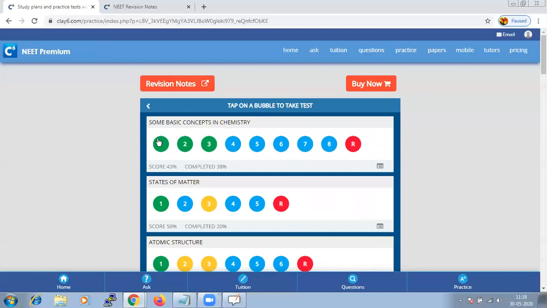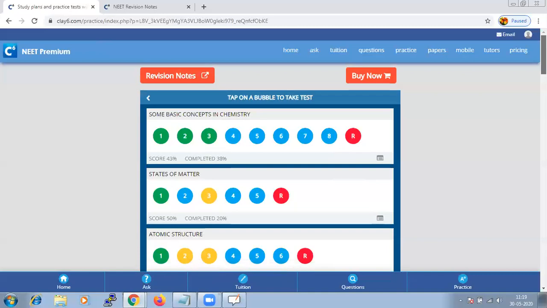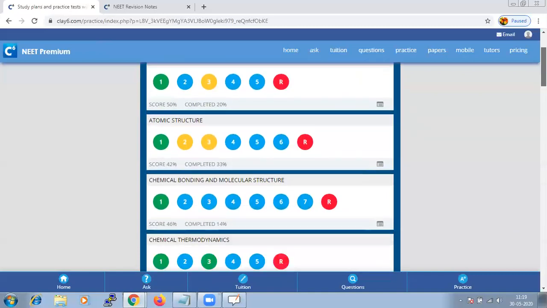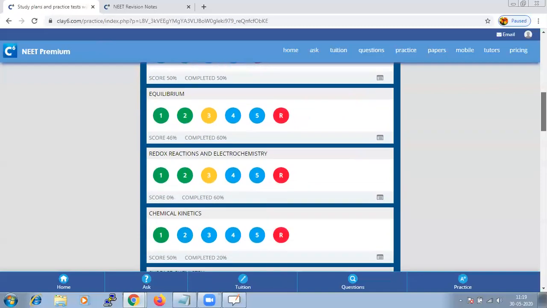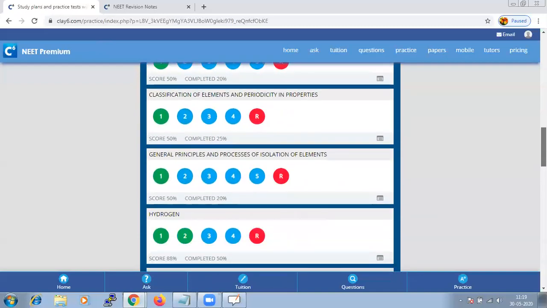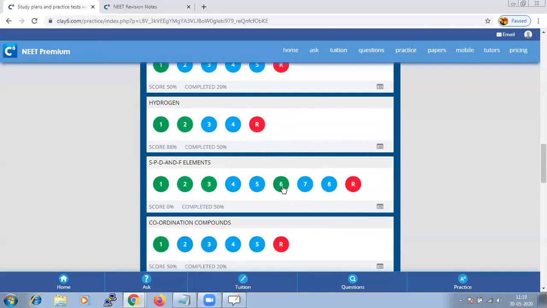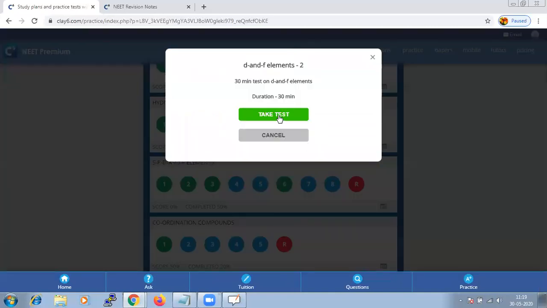If it is green in color, it indicates that the test is already completed. Blue means the test is yet to be taken. Yellow means it is in progress. And R is a random test if we need any additional practice from the same chapter. If the color is green, it doesn't mean that you cannot take the test again. A test can be taken any number of times until you feel confident about that particular chapter. Let us try answering questions from d and f block elements.